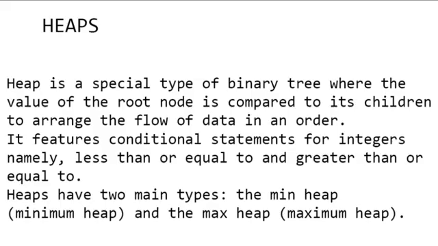Definition of heaps. A heap is a special type of binary tree where the value of the root node is compared to its children to arrange the flow of data in an order. It features conditional statements for integers, namely less than or equal and greater than or equal to. Heaps have two main types. The first one is the min-heap, or the minimum heap, and the max-heap, in other words, the maximum heap.